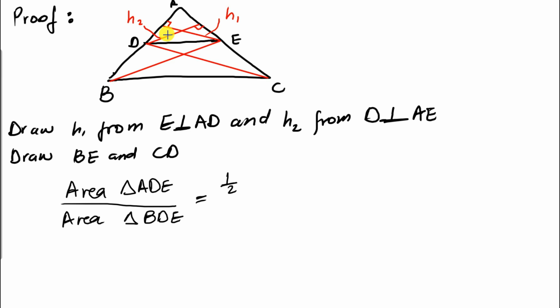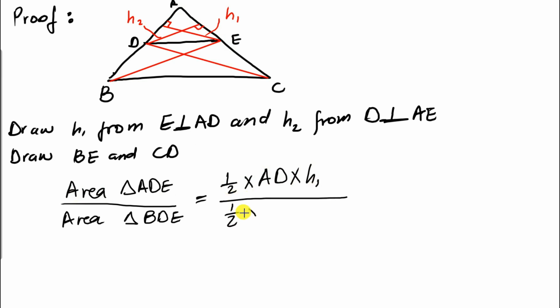As in the previous video of areas of triangles, I mentioned that the height is always relative to the base that you choose, right? So here, the base was AD. So now remember, area of a triangle is half base times height. What is the base? It's AD. What is the height? The height is given, it's this one here, given as H1.